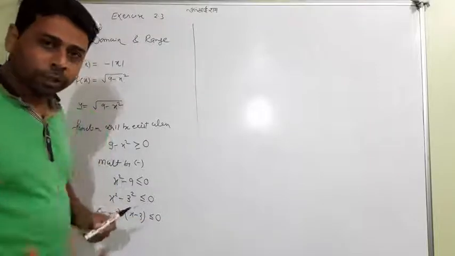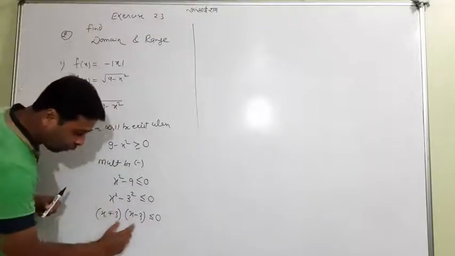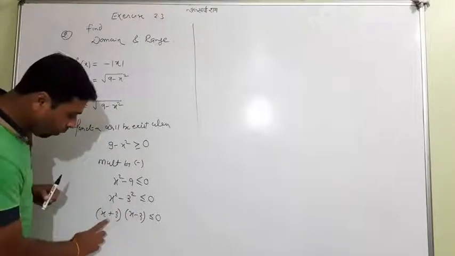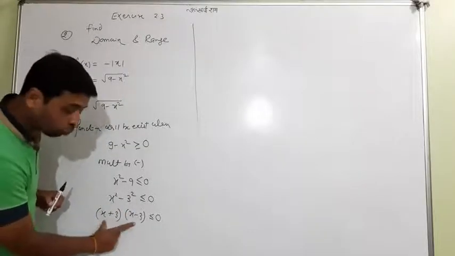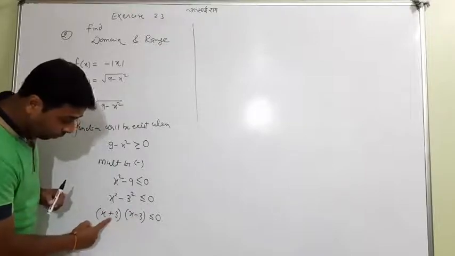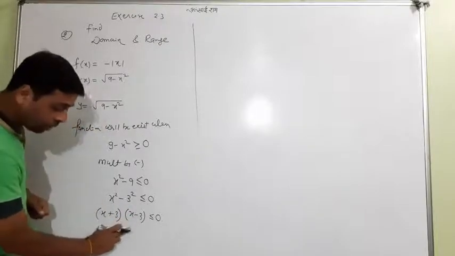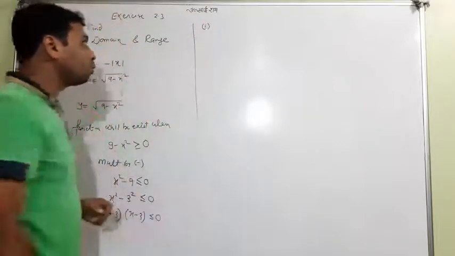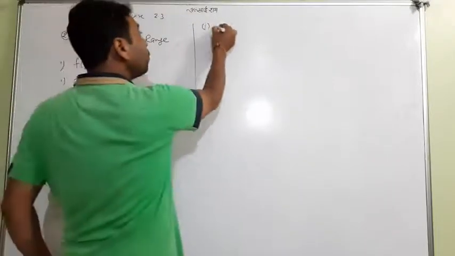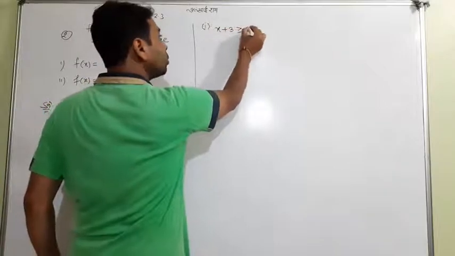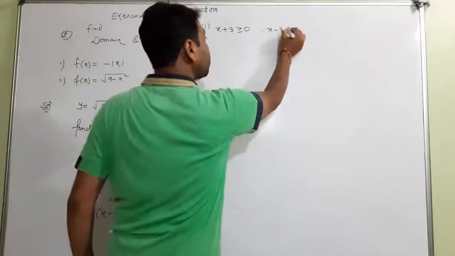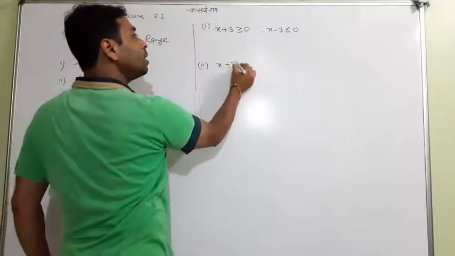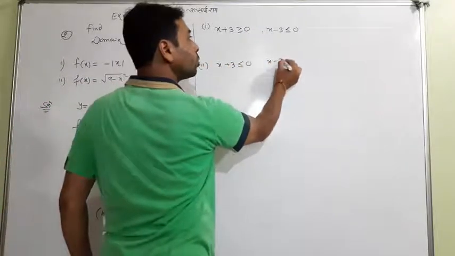So the question rises in the mind: we have two factors, and when their multiplication is negative, definitely if one is negative, the second should be positive, or if one is positive, the other should be negative. Then only the multiplication will be negative. So it arises in two cases. First, if x plus 3 is positive, x minus 3 will be negative. Or second, if it is negative, the other is positive.